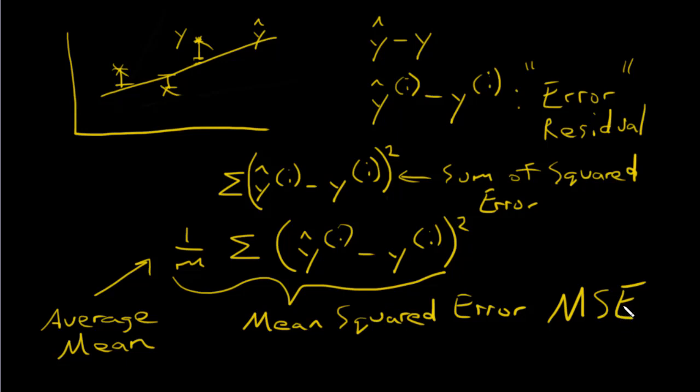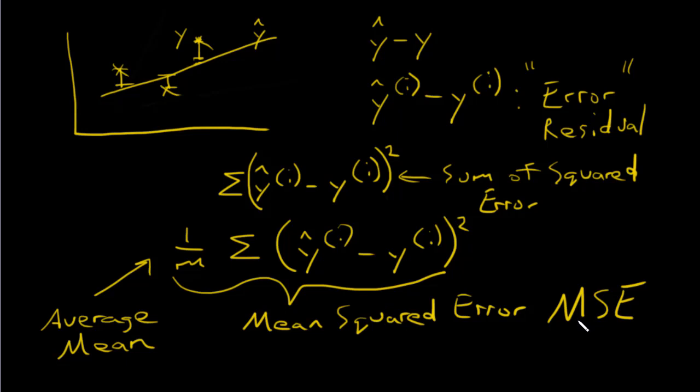MSE is the default way of evaluating whether or not a model is doing well, or it is probably the most commonly used method in simple regression type predictions. It's just mean squared error. So that's where that's going.